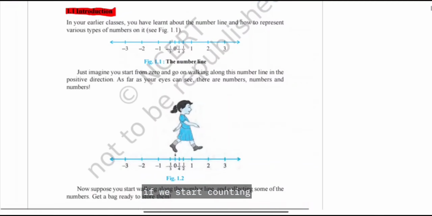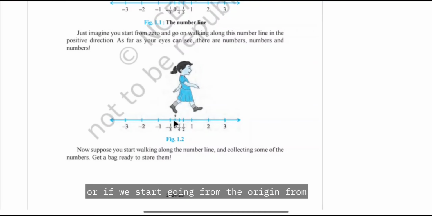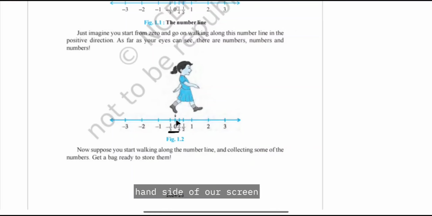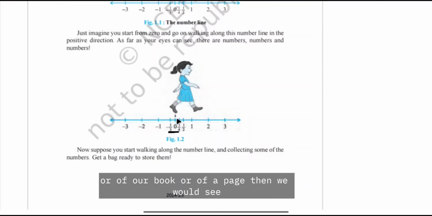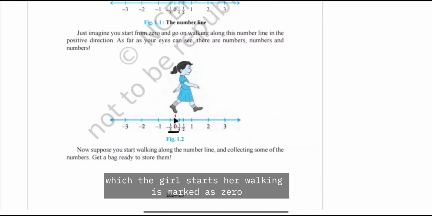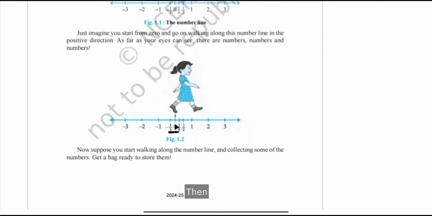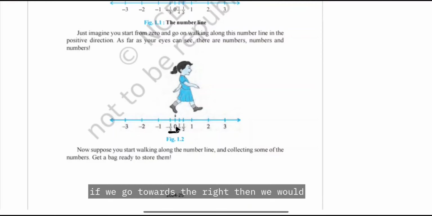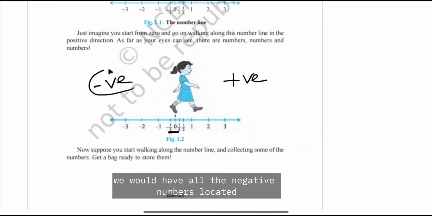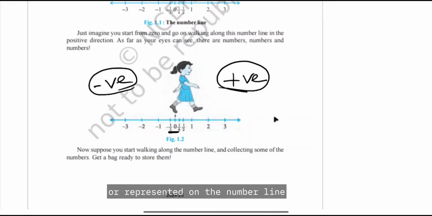If we start going from the origin, from the 0 here in this figure, like the girl is walking towards the right hand side of our screen or of our page, then the point from which the girl starts her walking is marked as 0. Then if we go towards the right, we would have all the positive numbers, and if we move towards the left, we would have all the negative numbers located or represented on the number line.